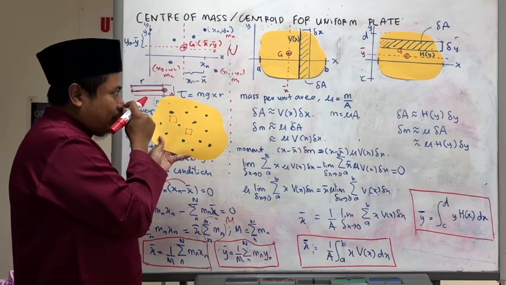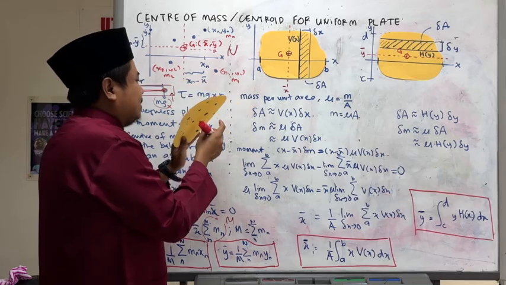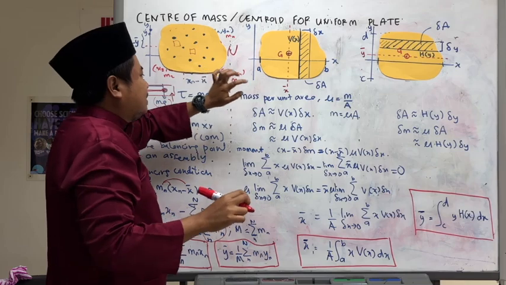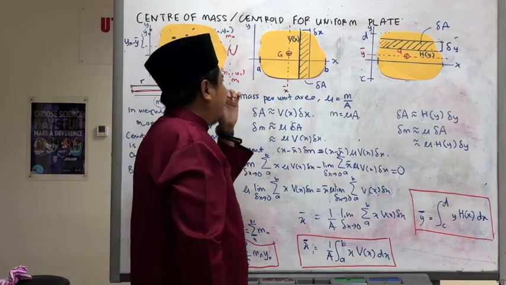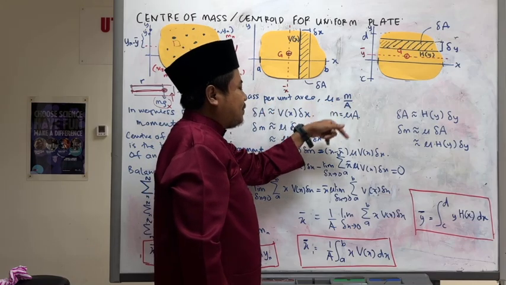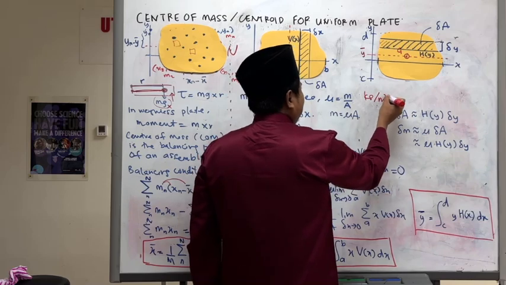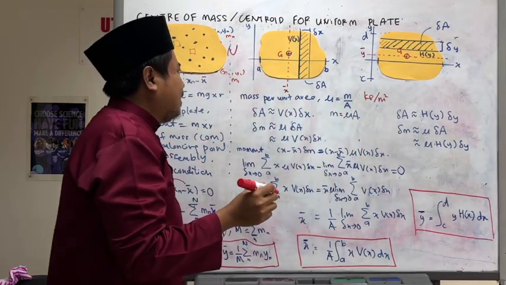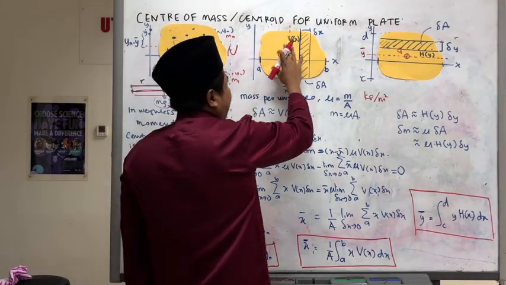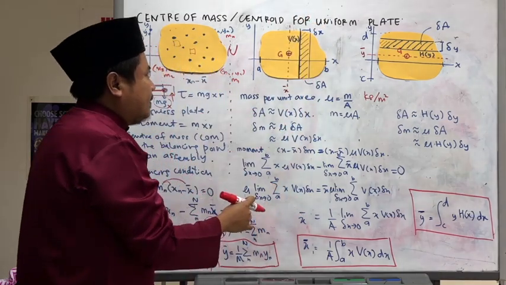So when we want to proceed, we have to get one piece of information about the plate. The information that we should get from the plate is mass per unit area, or kilogram per meter square. Both are the same. But first, let's consider the x-axis.